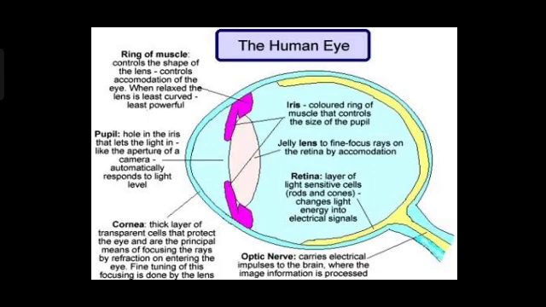The retina has a large number of light sensitive cells. When the image of the object falls on the retina, then the light sensitive cells generate electrical signals. The retina sends these electrical signals to the brain through the optic nerve, and we are able to see the object.